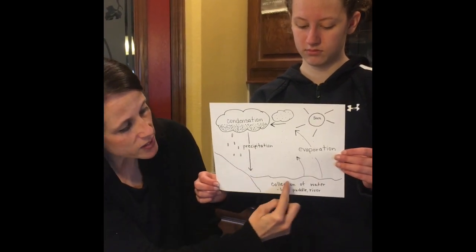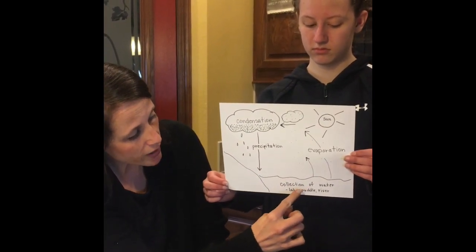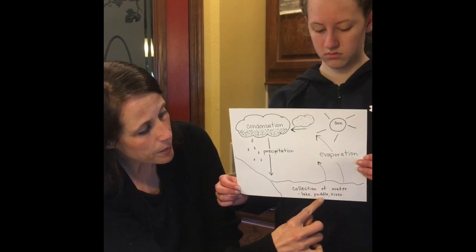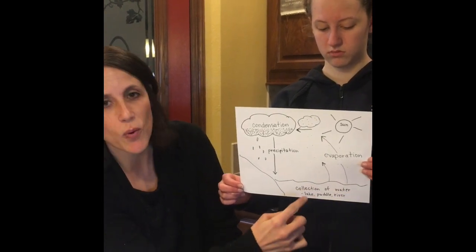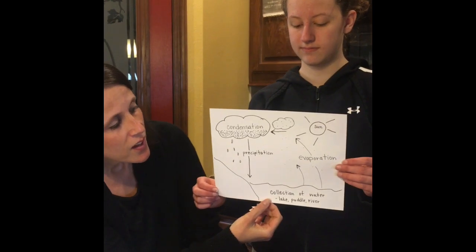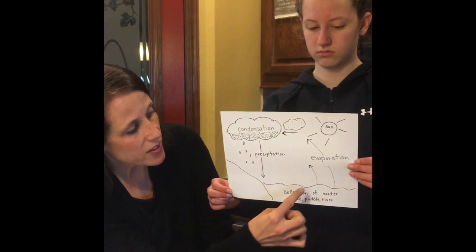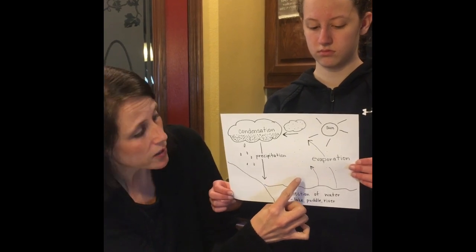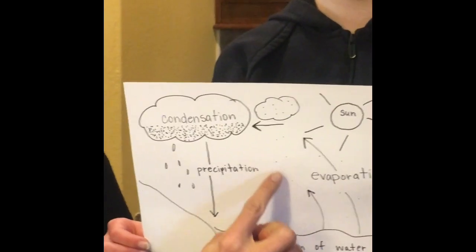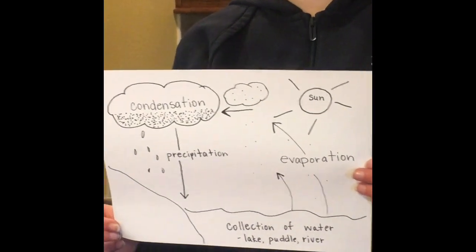This right here represents water, and that's a collection of water. It could be in a lake, a puddle, or a river. This is obviously water that you would find outside. Now, when the sun comes out, it brings heat. And you can see, maybe you can zoom in a little bit, I wrote some little tiny dots here that represent water vapor.